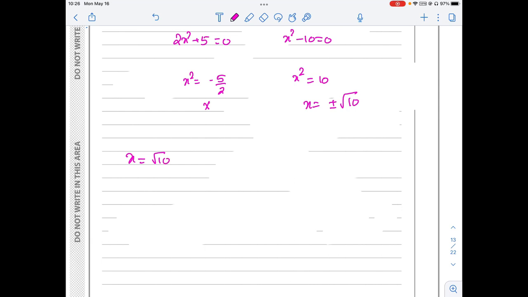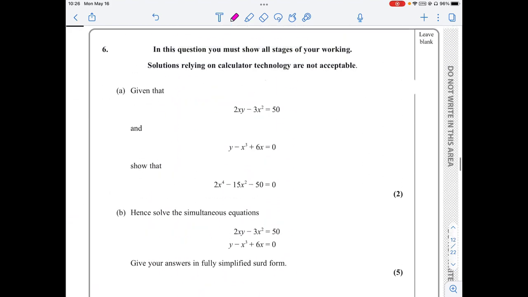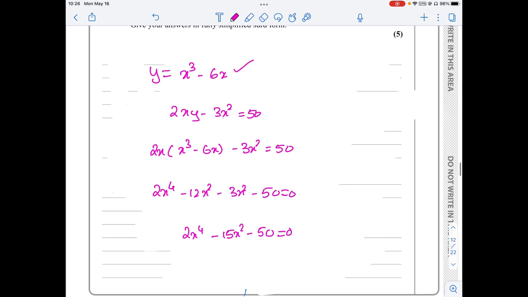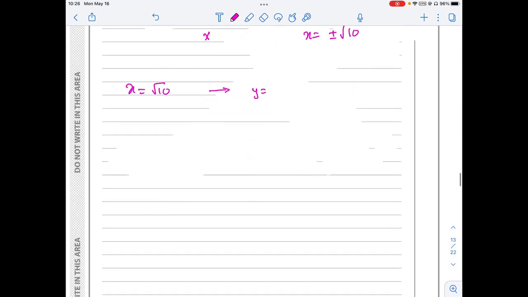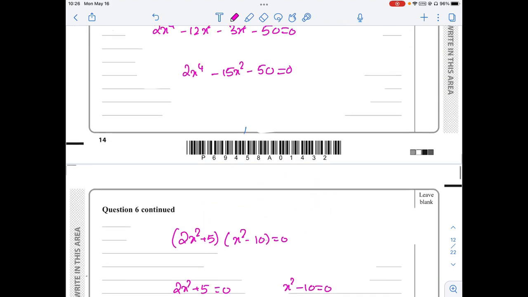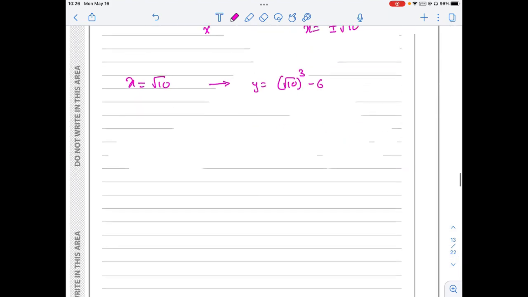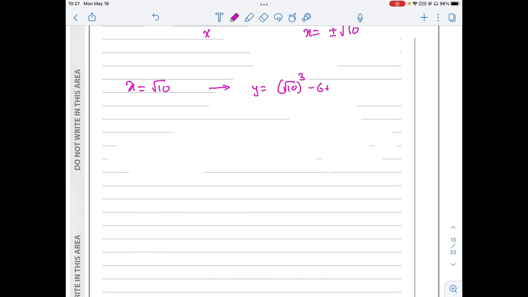So when I take x is equal to positive square root 10, I'll be getting the y value, we have to use the equation. Which equation is easiest to use? x cube minus 6x is going to be the easiest one. So x is root 10, whole cube, minus 6 times root 10. So it becomes 10 root 10 minus 6 root 10, which is going to be 4 root 10.